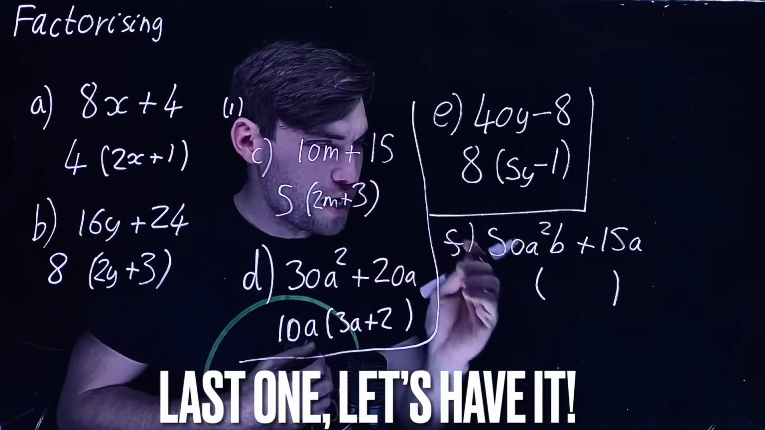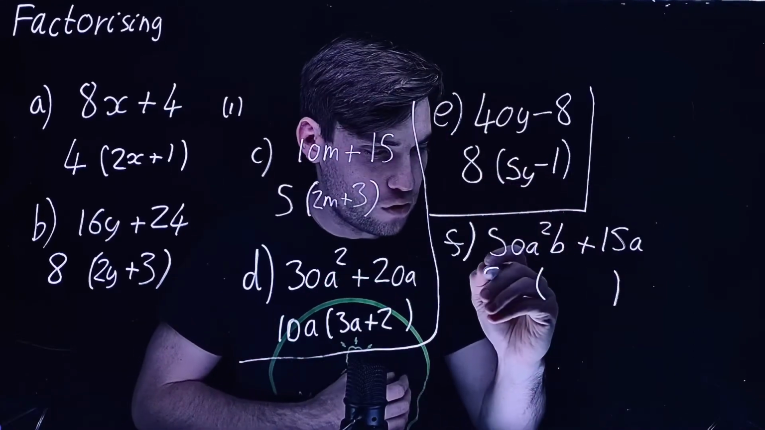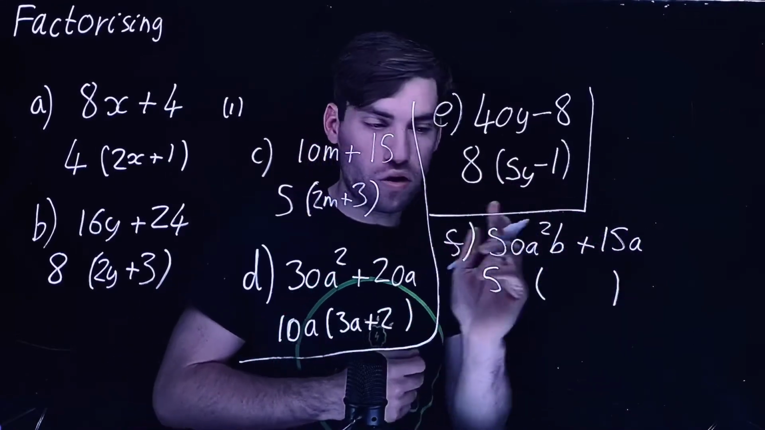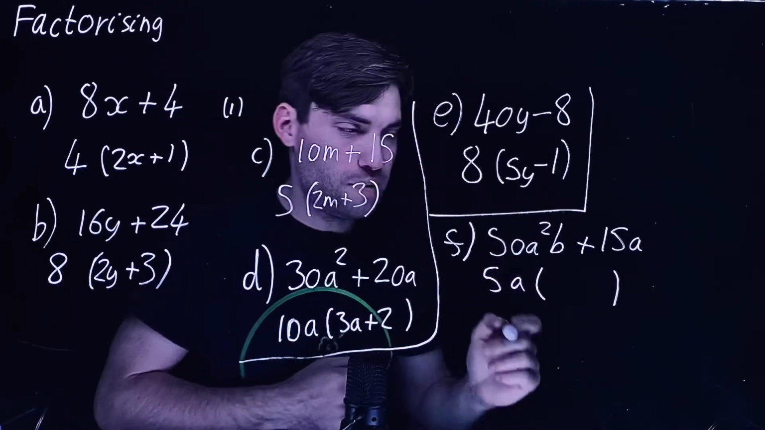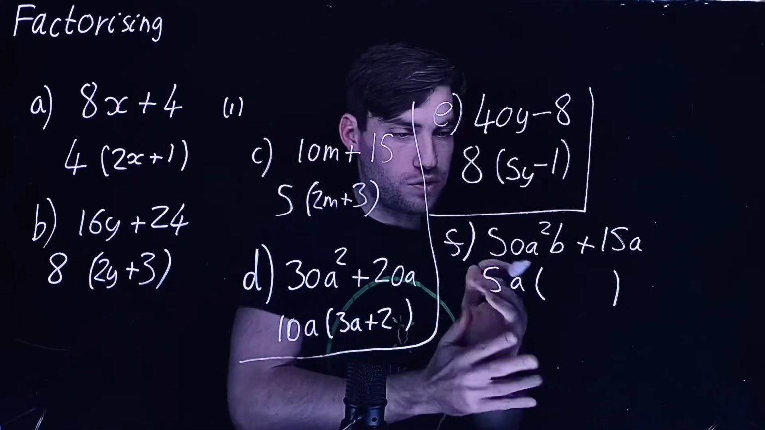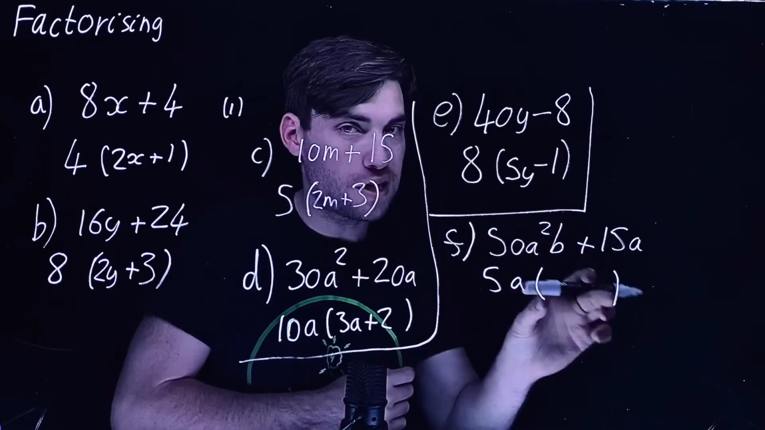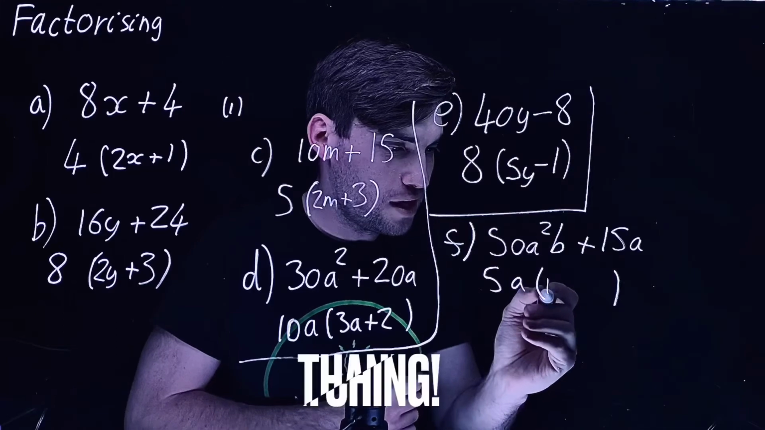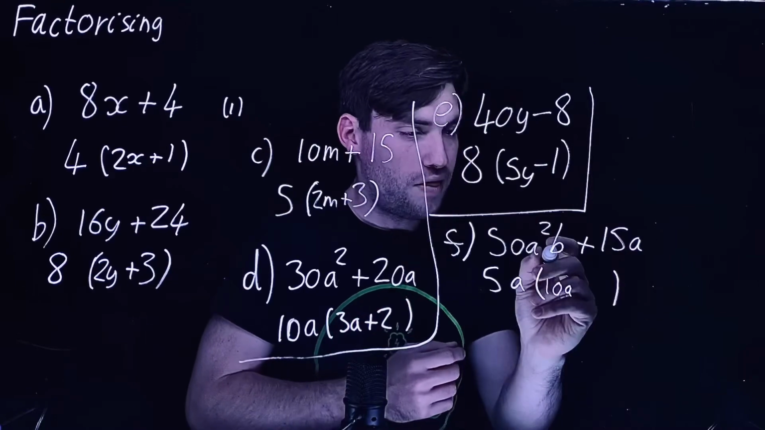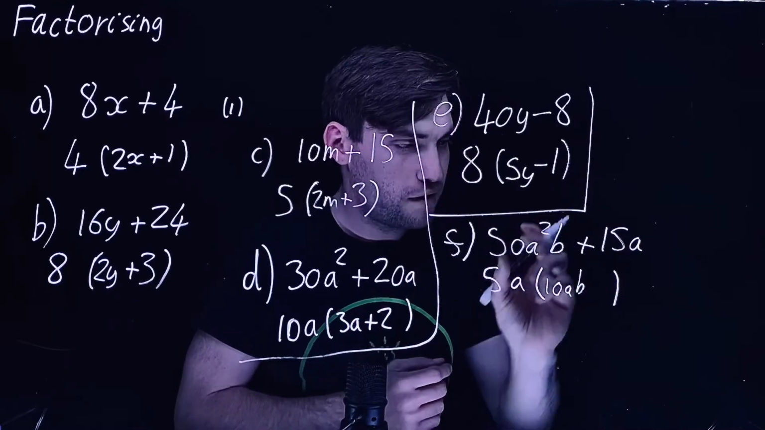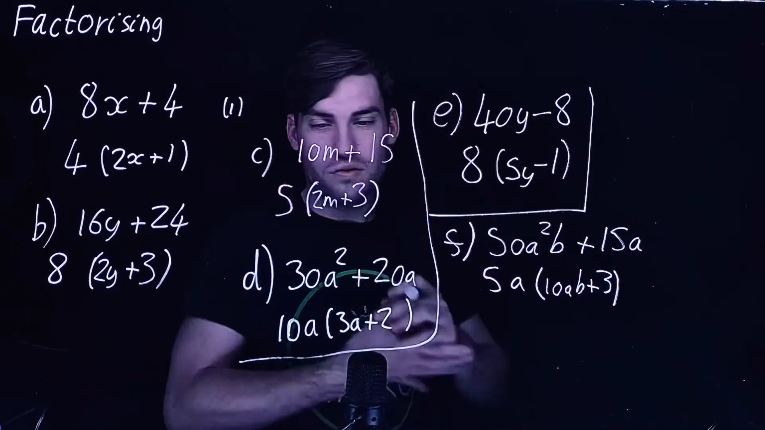Right then, the biggest number that goes into 50 and 15 is 5, so that goes on the outside. They both share at least one a, so there's one a going here. Yes, we have a b here, but that's just in this term, not in that one. So that's it for the outside. Now, how many 5s go into 50? If you think you can do the last bit yourself, pause the video. So 5 into 50 is 10, and then what do we times a by to get a squared? It's a, and there's a b as well. Then 5 times 3 gets me 15a.